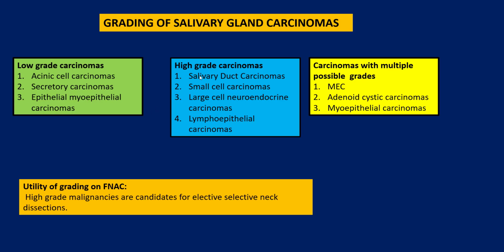Whereas on the other hand, if you call something a salivary duct carcinoma, small cell carcinoma, large cell neuroendocrine carcinoma, or lymphoepithelial carcinoma, and most of these have been dealt with in the previous part of the talk, this is by definition high grade. However, there are some carcinomas which can have multiple grades: mucoepidermoid carcinoma, adenoid cystic carcinoma, and epithelial carcinomas. Most of the time this grading issue you are going to face in mucoepidermoid carcinomas. I have spoken about it in detail in the previous lecture.